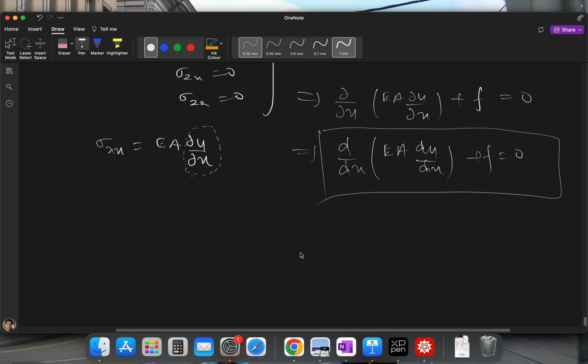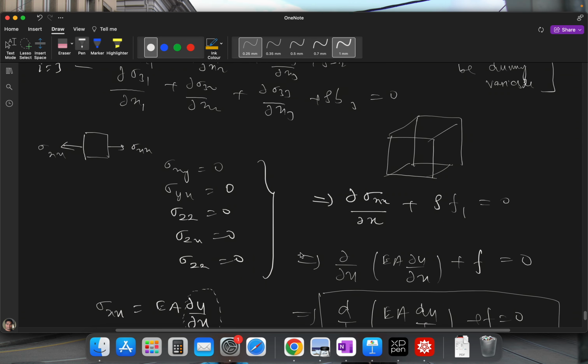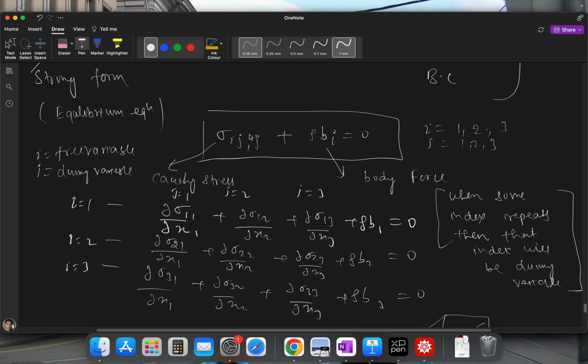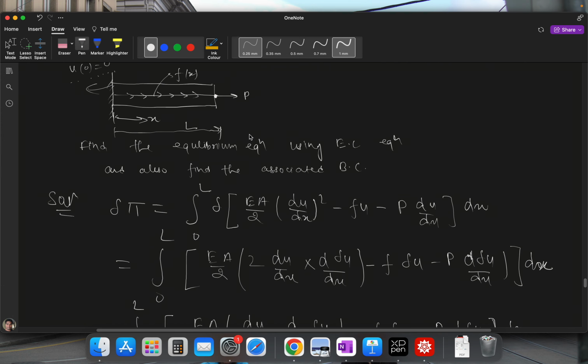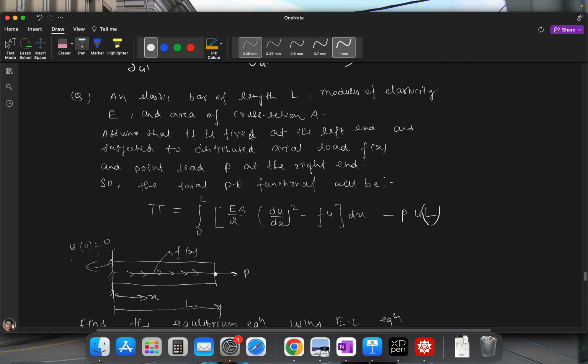Fine. Okay. So we can apply the variational calculus in very complicated problems, where you can easily get the equilibrium equation. Okay, so this is one kind of elasticity problem, we got it.